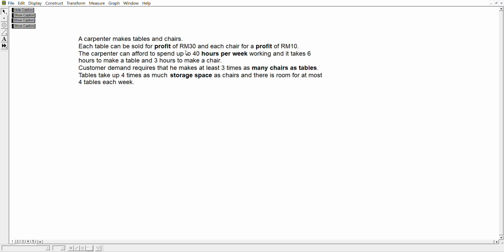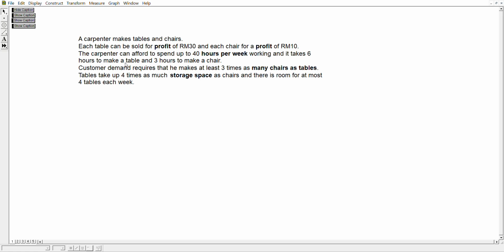A carpenter makes tables and chairs. Each table can be sold for a profit of 30 ringgit and each chair for a profit of 10 ringgit. The carpenter can afford to spend up to 40 hours per week working, and it takes 6 hours to make a table and 3 hours to make a chair.